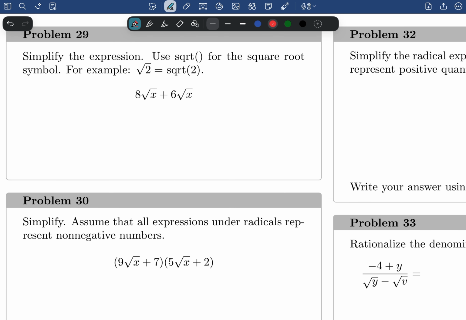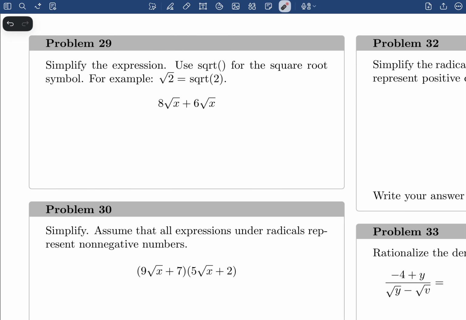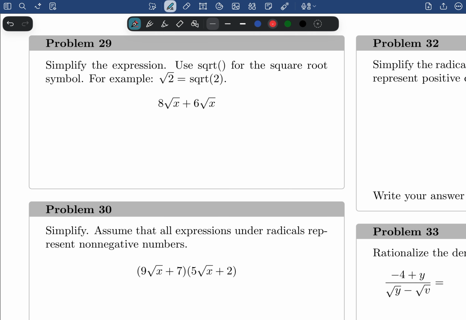Let's move on to problem number 29. Simplify the expression and use SQRT with parentheses for the square root symbol. Or you could look at your tools menu on the right. It has the square root symbol as well. So when we see 8 times the square root of x plus 6 times the square root of x, our brains tell us that these are like radicals. You learned about like radicals, that they can be combined together like terms.